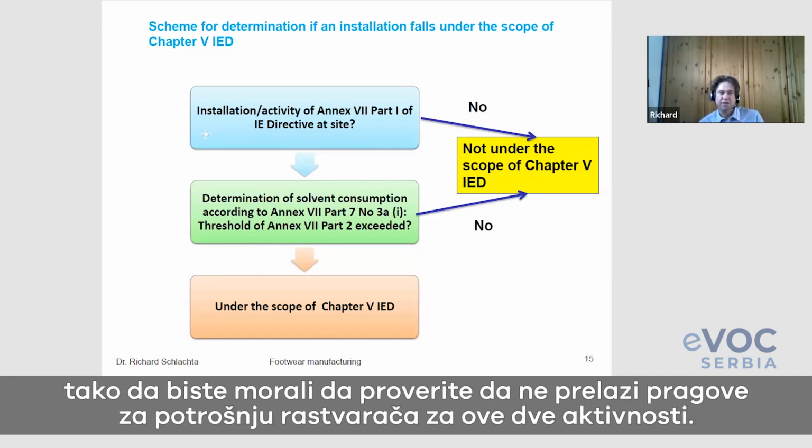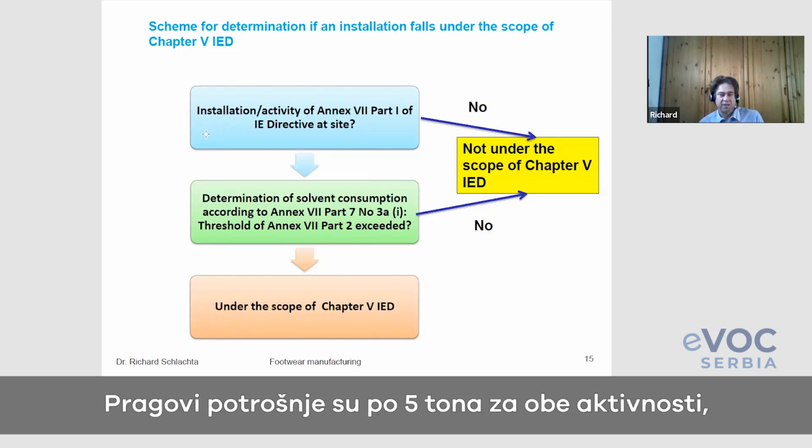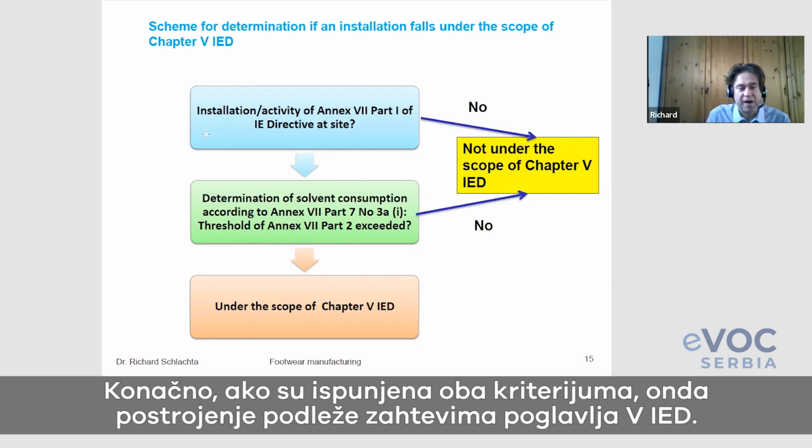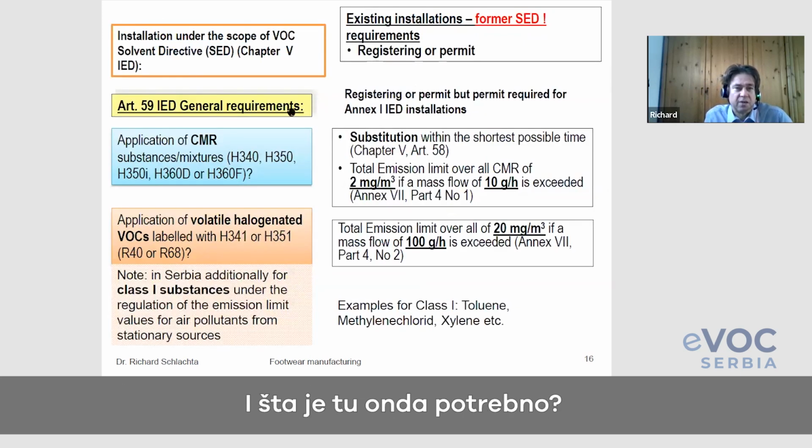So that you have to check, and then you have to check the solvent consumption thresholds, because if the thresholds are not exceeded, here we have the 5 tons for both activities, then you are not under the scope of chapter 5 IED. So finally, if both criteria are matching together, you are under the scope of chapter 5 IED. What is now necessary?